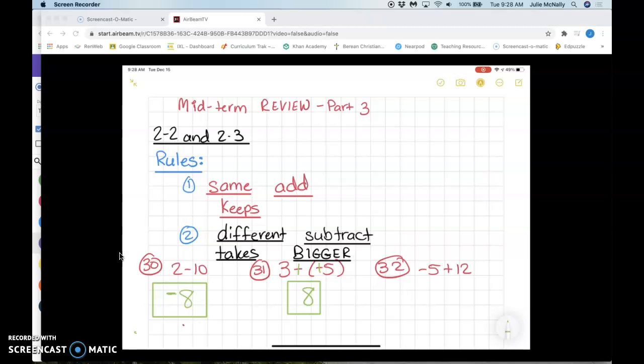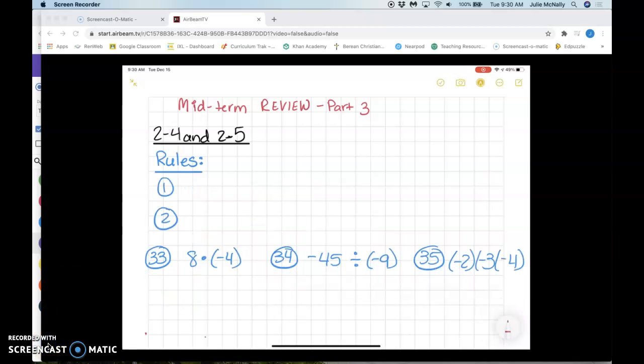Okay, and 32, negative 5 plus 12, are the signs the same or different? Different, so I subtract. 7, good, and it stays positive because the 12 is bigger and it's positive. Okay, copy those down and we'll be right back.